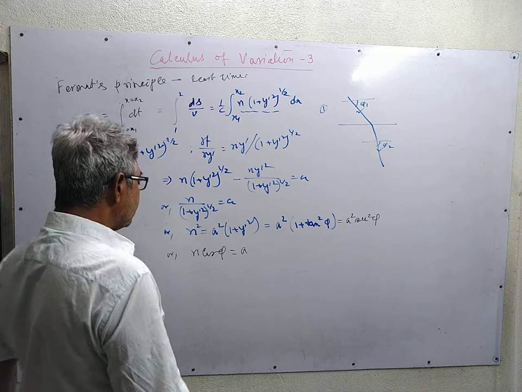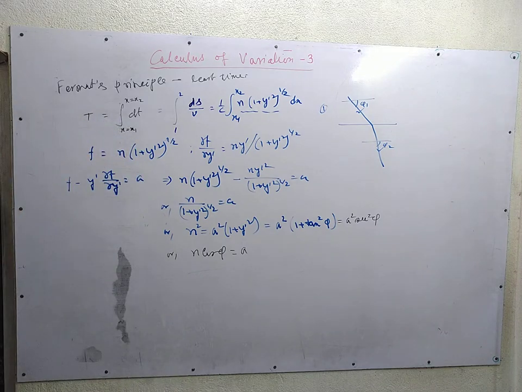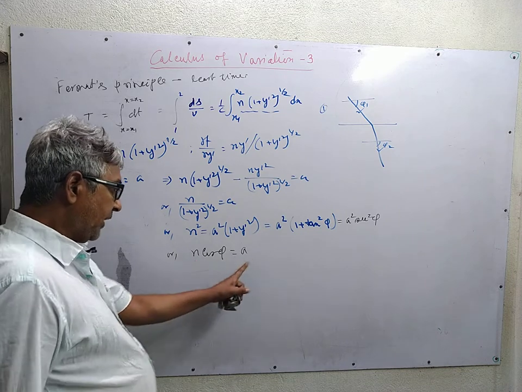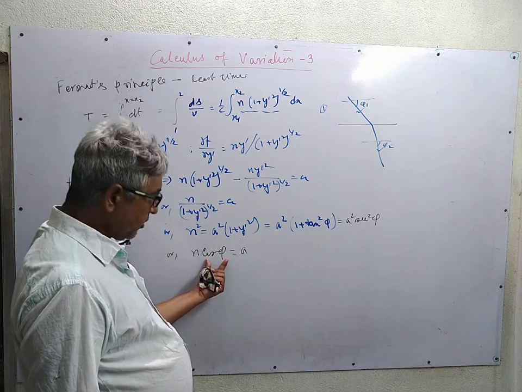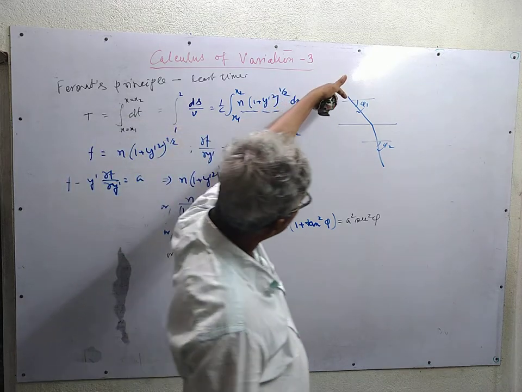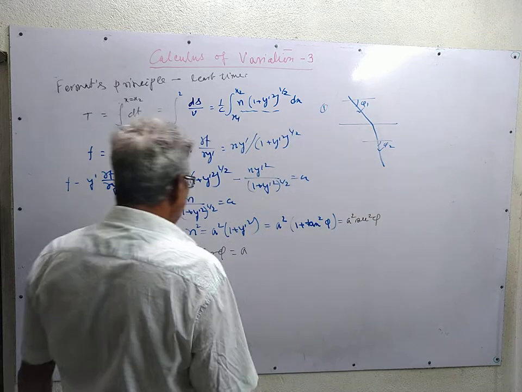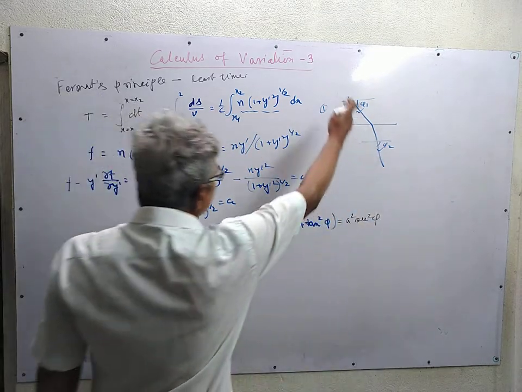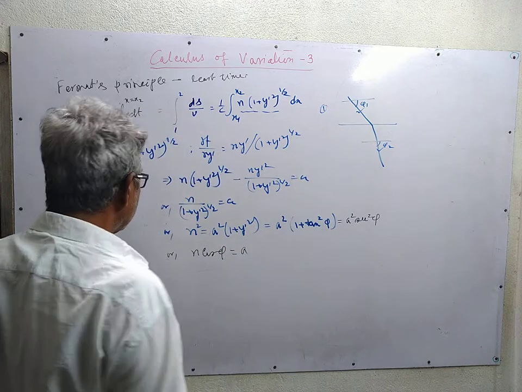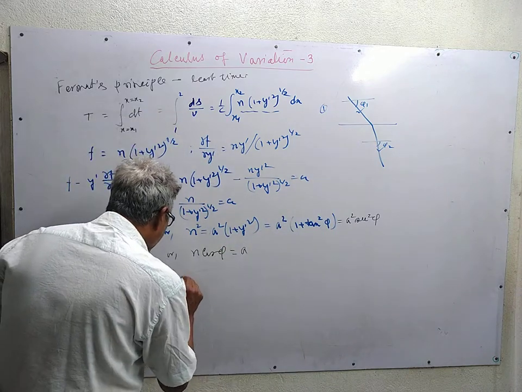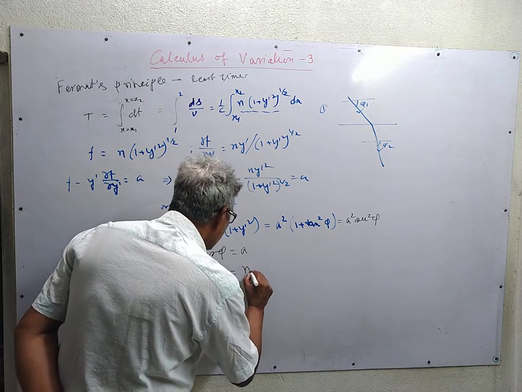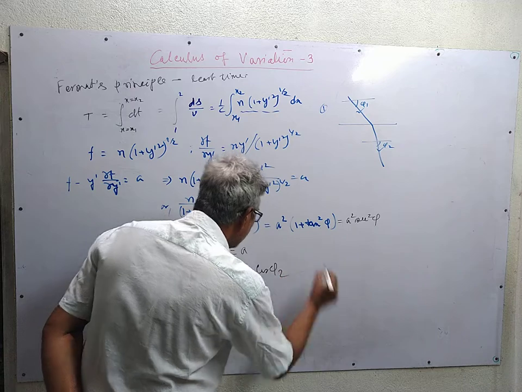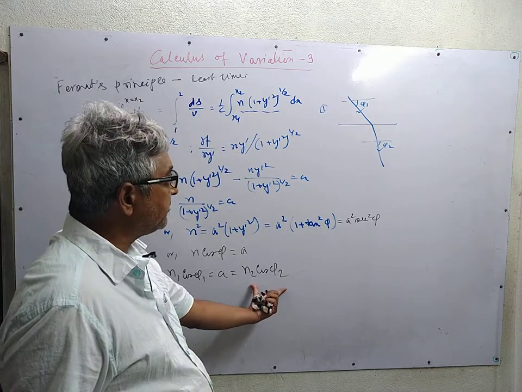This is a constant. If the ray propagates in a homogeneous medium, then n is fixed, so a is fixed, and cos phi is a constant. So the ray travels along a straight line. If the ray passes from one homogeneous medium to another, then we have n1 cos phi 1 equal to a equal to n2 cos phi 2, for medium 1 and medium 2.